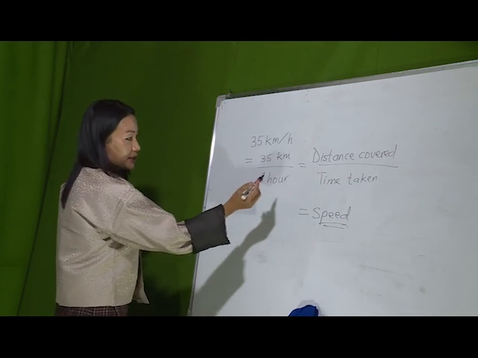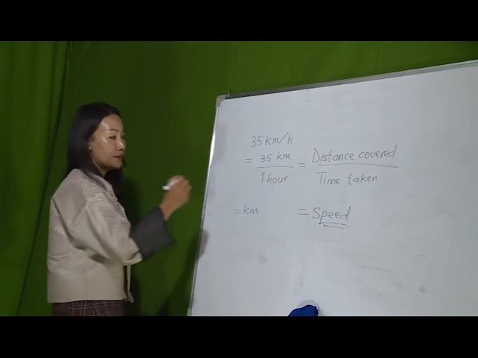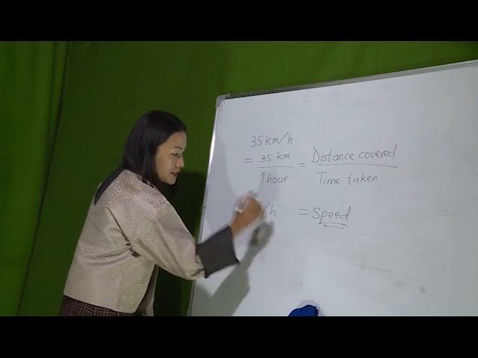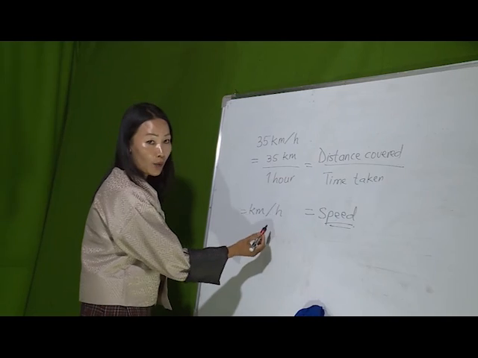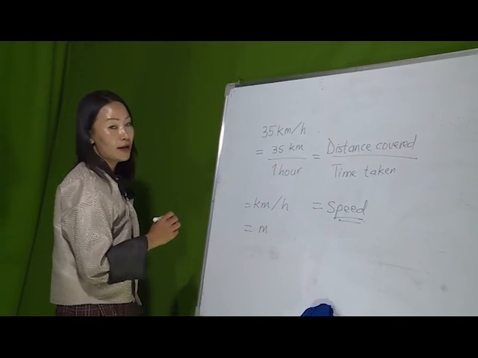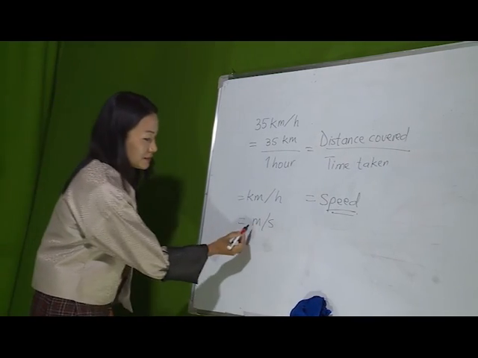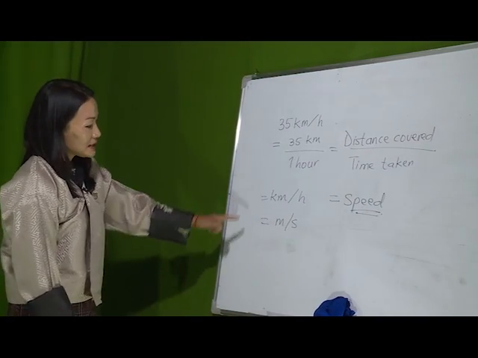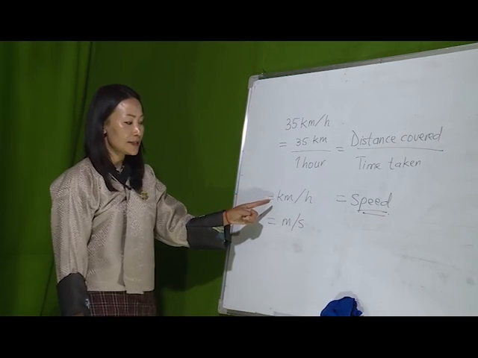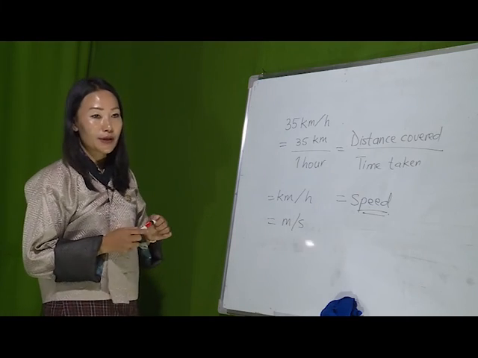Now as you can see here, distance can be measured in kilometer, time can be measured in hour. So it becomes kilometer per hour. If you measure the distance in meter and time in second, then it becomes meter per second. So as you can see here, I've listed down 2 units for speed. One is kilometer per hour and the next one is meter per second.